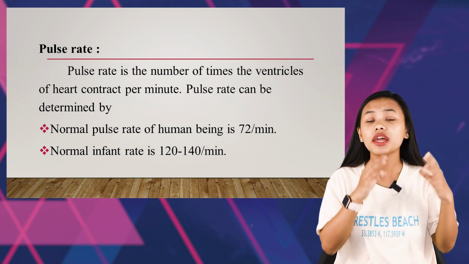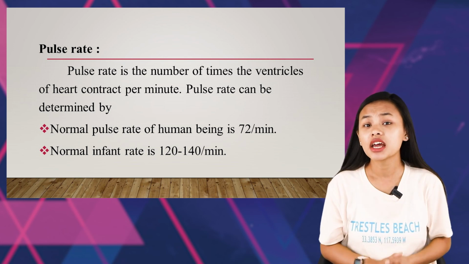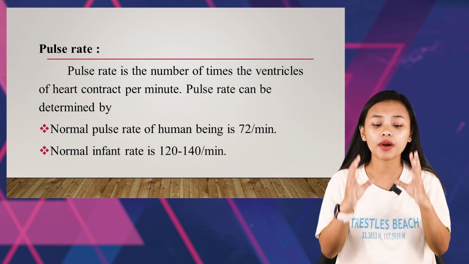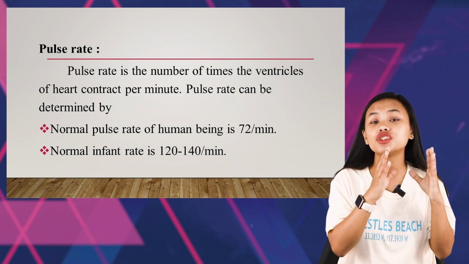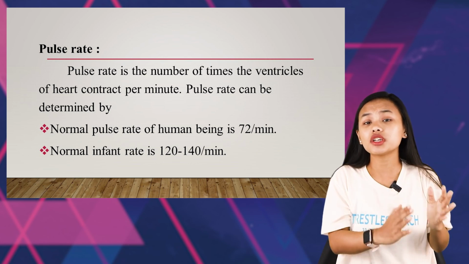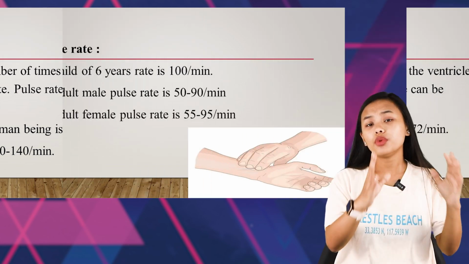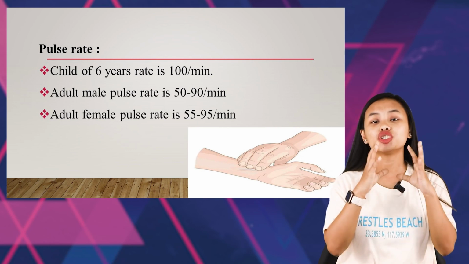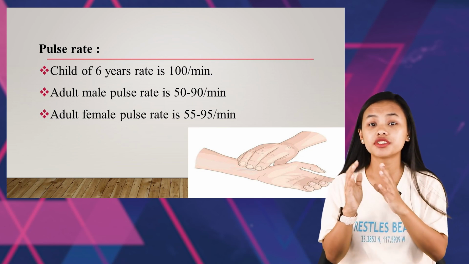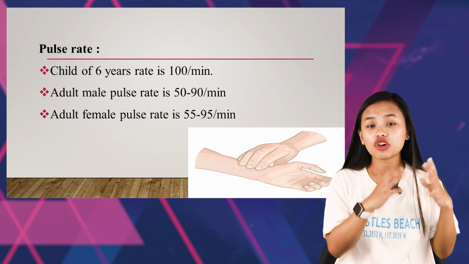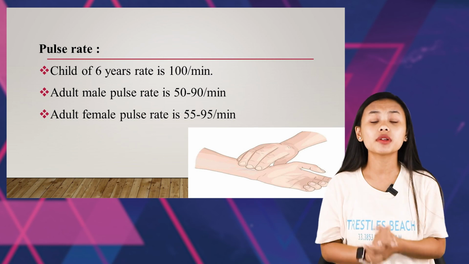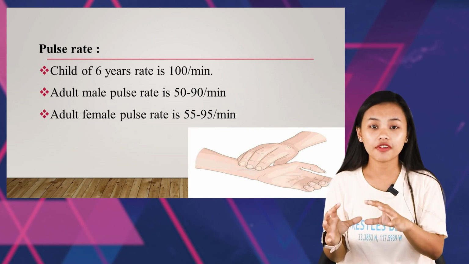Okay, so here it is very essential that before we assess the pulse rate of an individual, we must know the normal value. So here the normal value of pulse rate of a human being is 72 beats per minute, whereas for an infant the normal pulse rate is 120 to 140 beats per minute. If this pulse rate is assessed for a child who is 6 years of age, then the normal pulse rate will be 100 beats per minute. For an adult male, the normal pulse rate will be 50 to 90 beats per minute, whereas for an adult female, the normal pulse rate will be 55 to 95 per minute.